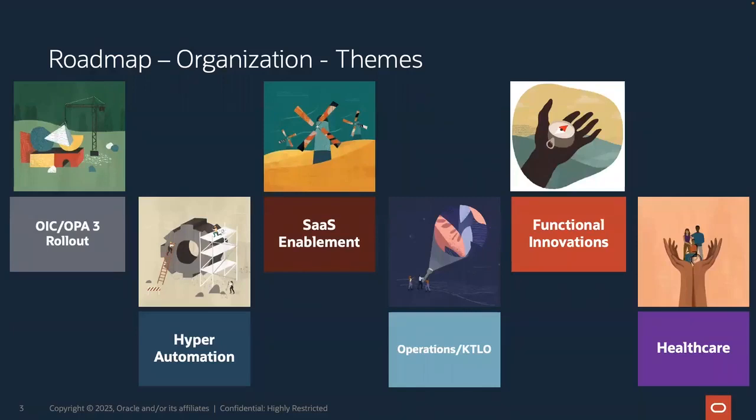Next roadmap item is hyperautomation. OIC is part of a platform. We talk about OPA, we've talked about digital assistant, but we have other components. We have object storage, functions, AI services. Hyperautomation is making it very easy from within the integration tooling to pull all these other services into a single solution. So that's what the hyperautomation focuses on.